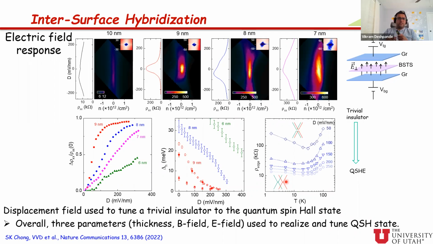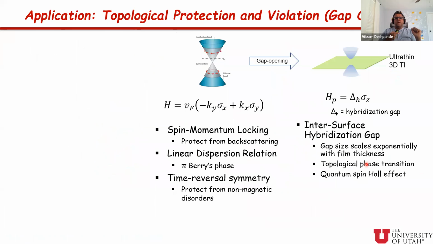And this is work that appeared in Nature Communications a little while back. And in some sense, this also marks the entry of the fourth material system to show the quantum spin Hall effect. Okay, all right. So that was my introduction for essentially how Dirac cones on surfaces can hybridize to open up a gap.